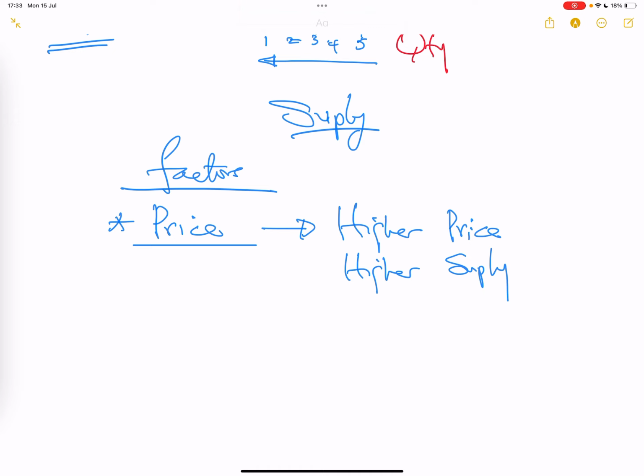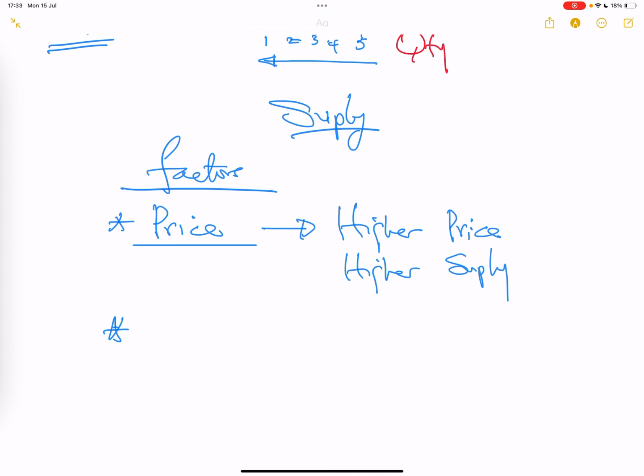Because the supplier will want to maximize his profit as much as possible. So if I'm selling a car for $2 million and I'm getting information that my customers will be happy and will still be willing to buy that car at $3 million, why not? The price has gone to $3 million, I'm excited, and I want to produce as much as possible until I maximize the whole of my capacity. So the higher the price, the higher the supply.